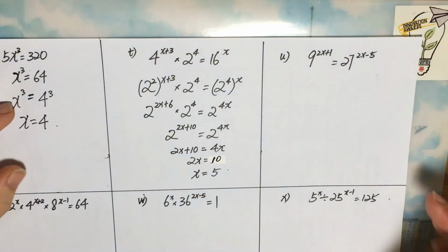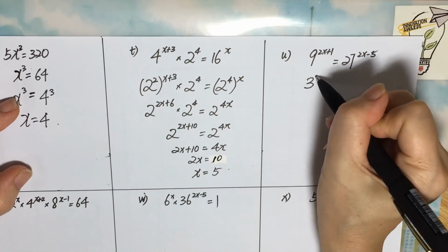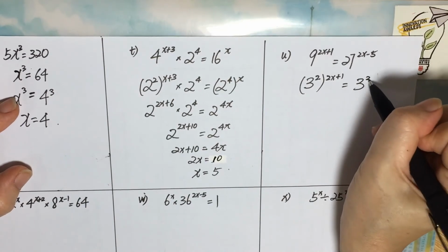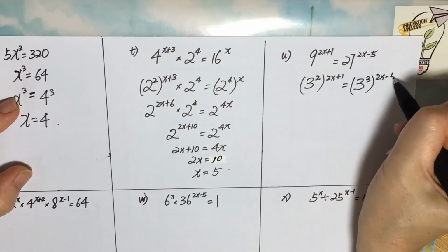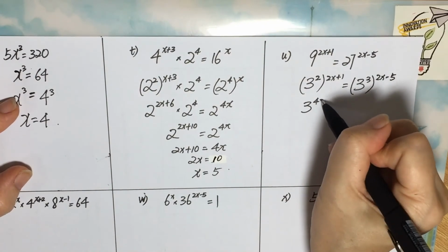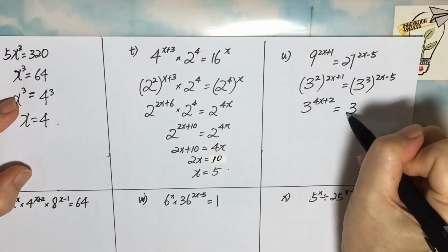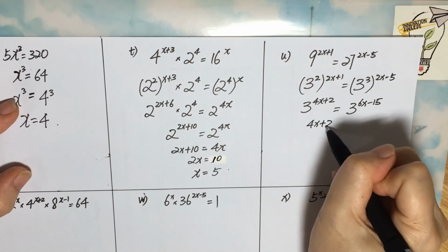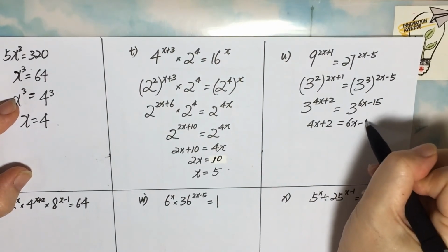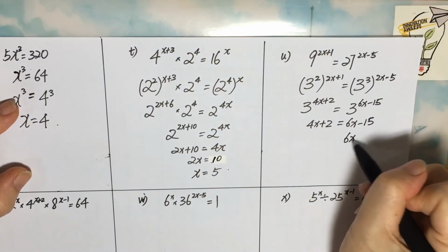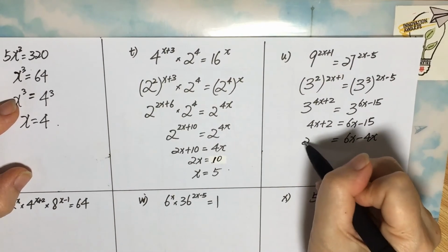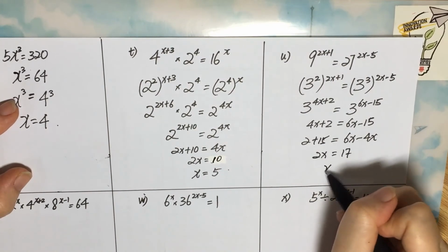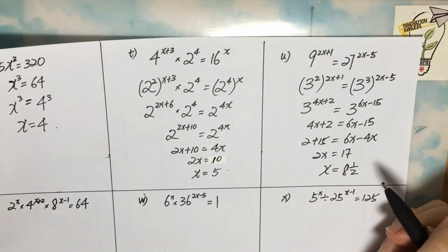Okay. 9 and 27, 9 change to base 3, so 3 square is 9, so 2x plus 1, and 3 cube is 27, so 2x minus 5. So we have 3 raised to the power of 4x plus 2 equals 3 raised to the power of 6x minus 15. They are the same base, so the power must also be the same, so we equate the two powers. So we have 6x minus 4x equals 2 plus 15. So we have 2x is 17. So x is equal to 8.5.